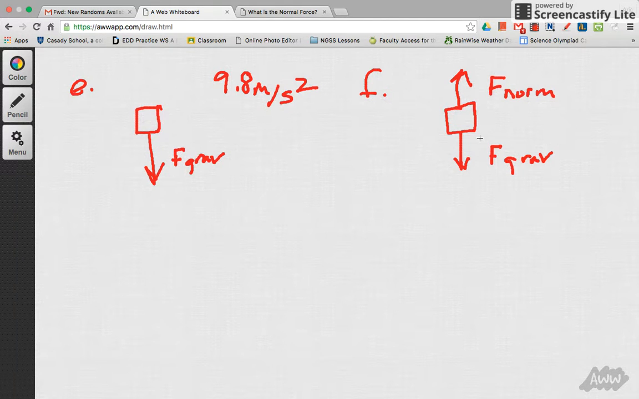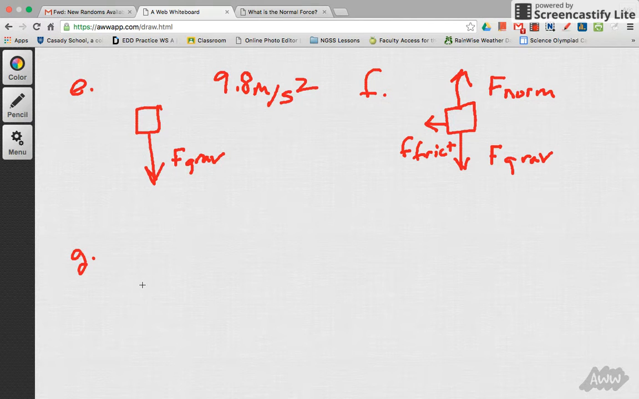You could also argue that there is a little bit of friction keeping it from moving rightward. In that case, there would be a little bit of friction to the left if you wanted to put that. But since an air track glider has very little friction, you could assume that there's none.